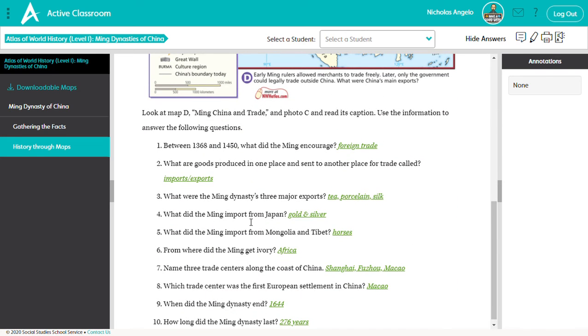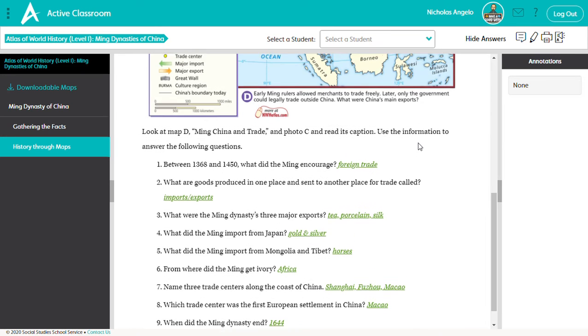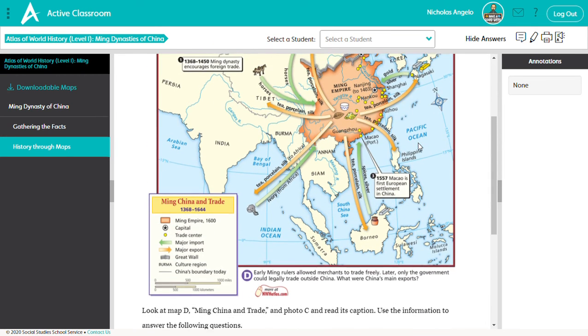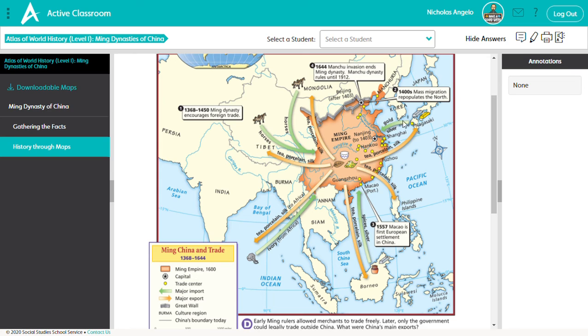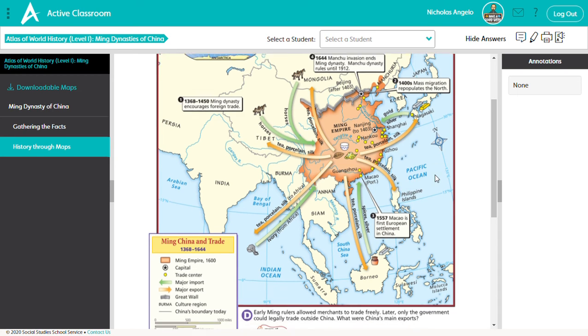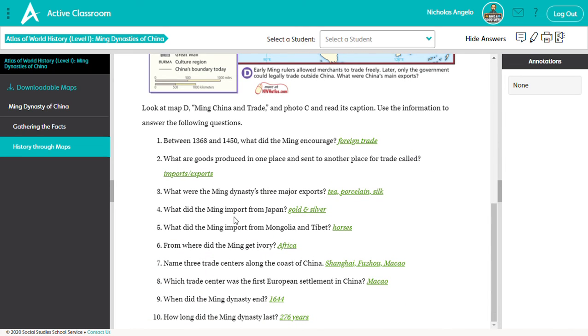4. What did the Ming import from Japan? So you want specifically, look at Japan. Here it is. What's coming in from Japan? You can see there are 2 little bars here. And you could probably guess even without the words. Gold and silver. So that green arrow from Japan says gold and silver. And that's what you want to write.